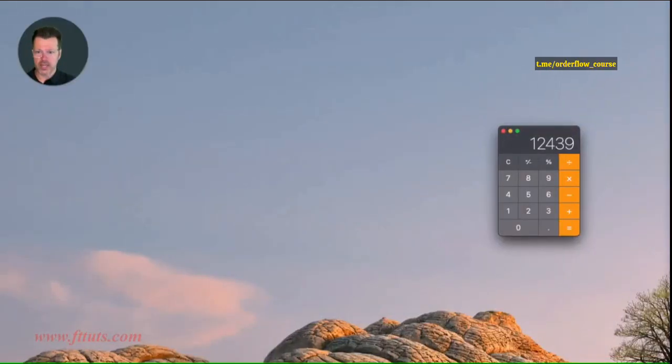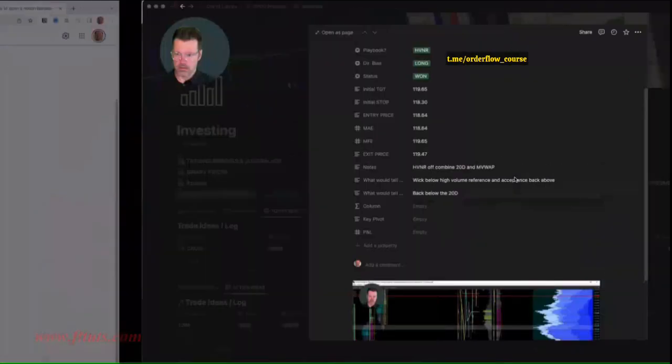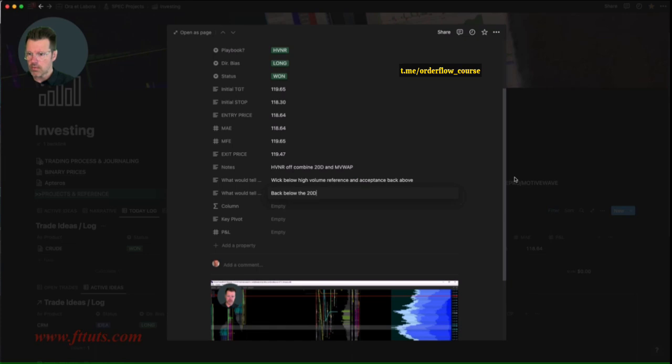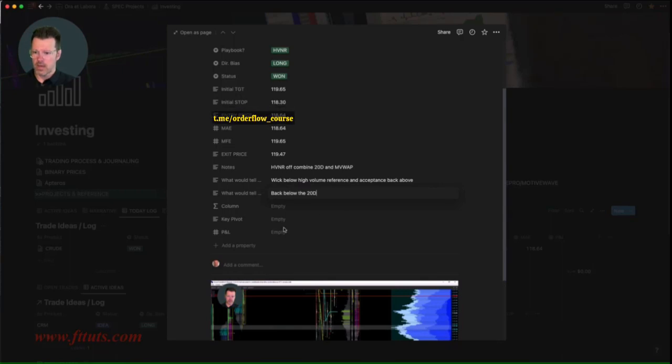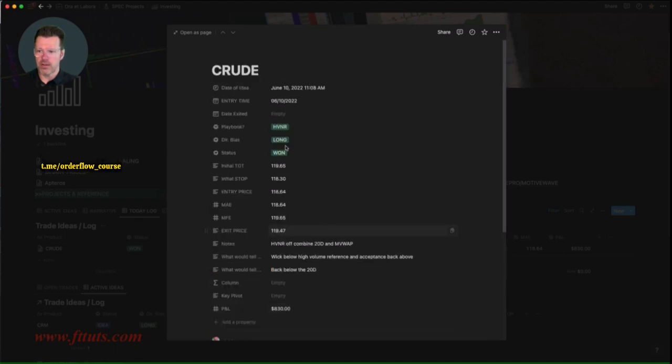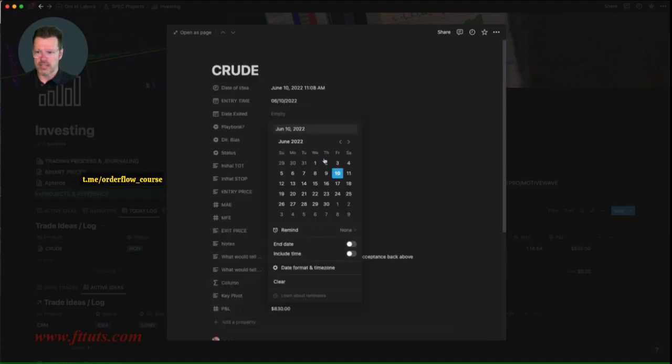P&L per contract of, what did we say? 119.47, 118.64, 119.83 cents. So that's $830 per contract. And I just track per contract. And if I have scales and stuff like that, I'm really just kind of looking to see how did that do per thing. I exited that today.